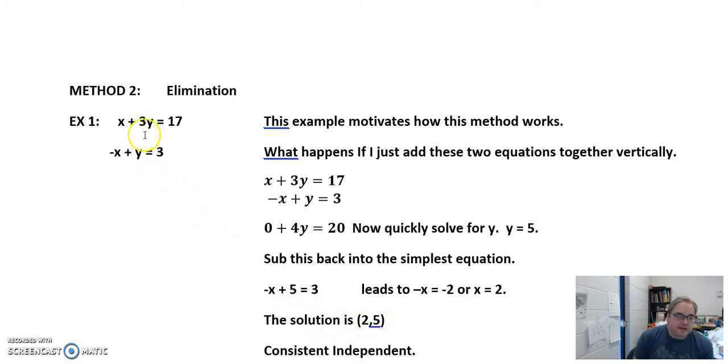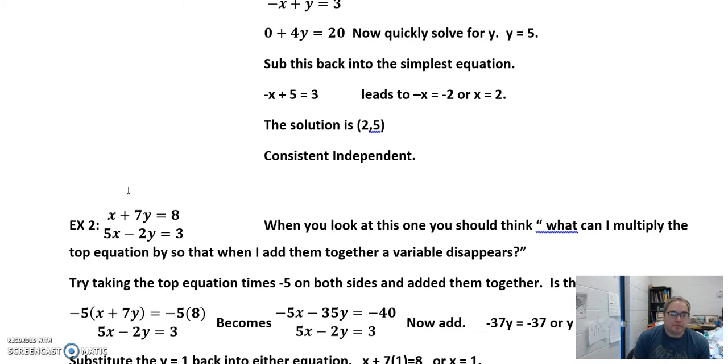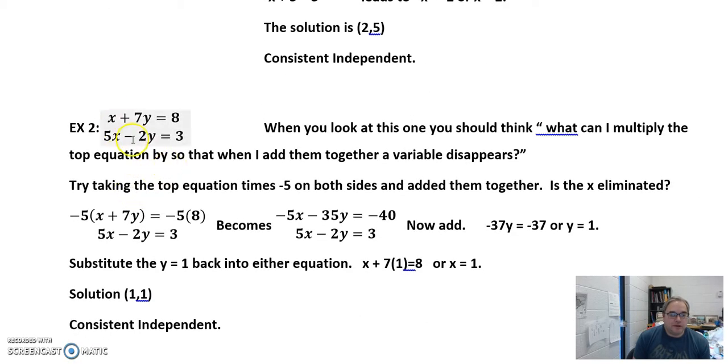But the idea is, can I manipulate these equations so that when I add them together, I eliminate a variable? Well, here's another one. x plus 7y equals 8, 5x minus 2y equals 3. I can't just add them together and get rid of a variable. But can I take that top equation times something so that when I add them together, the x's are gone? And we could work with the x or the y's, but in this one I'm working with the x.